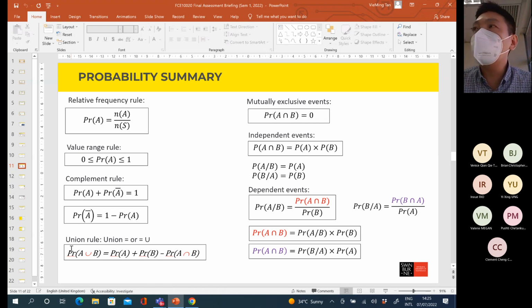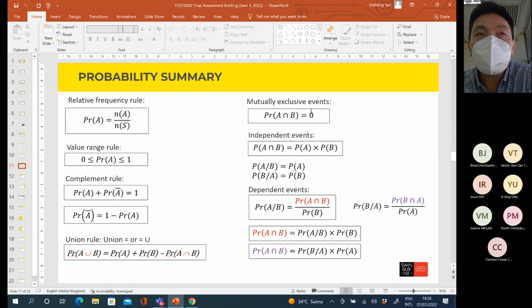Then next, in this chapter we have also studied quite a number of relationships between two events. The first one is mutually exclusive events. If A and B do not happen at the same time, or A and B do not have similar elements, then we can conclude A and B are mutually exclusive. Mutually exclusive means two events cannot happen at the same time, or two events do not have similar elements. Then what is the important characteristic of mutually exclusive events? Probability of A intersect B is always equal to 0.